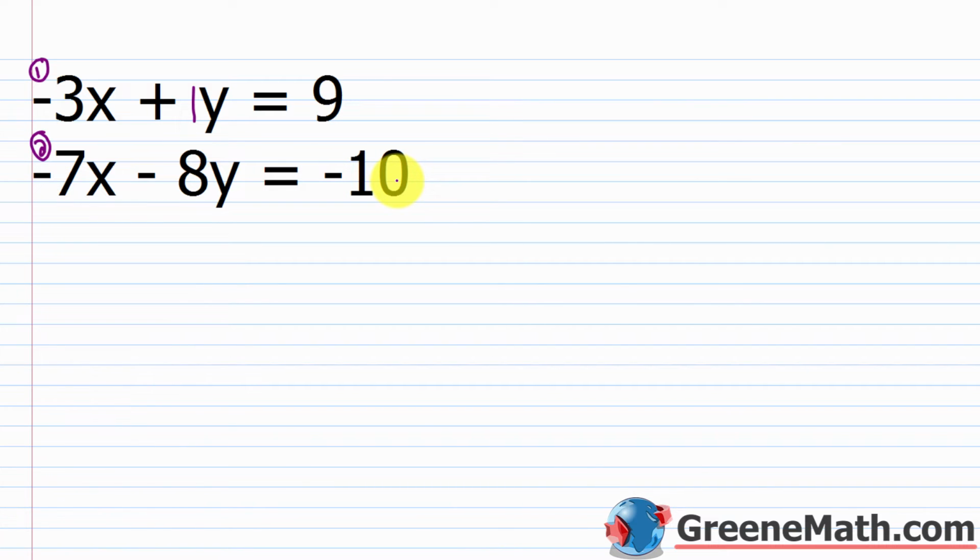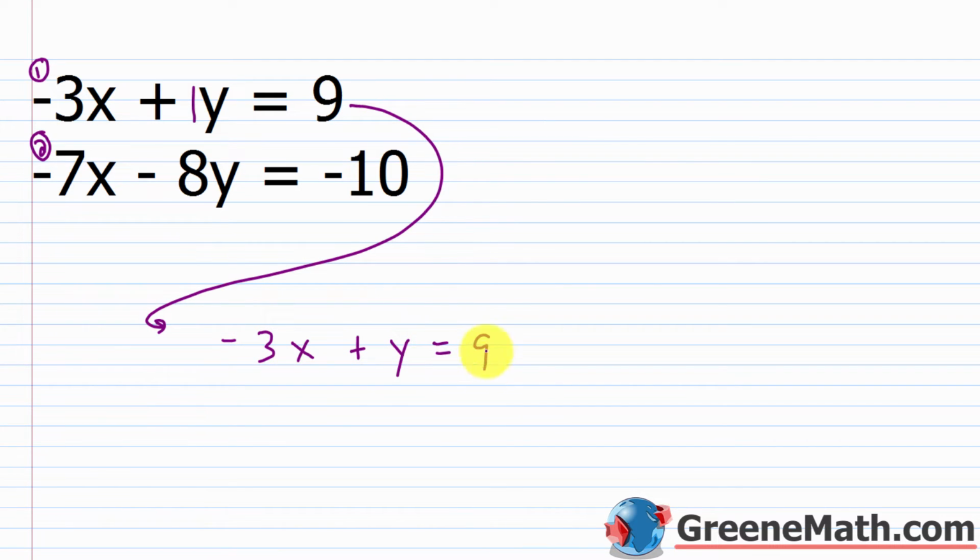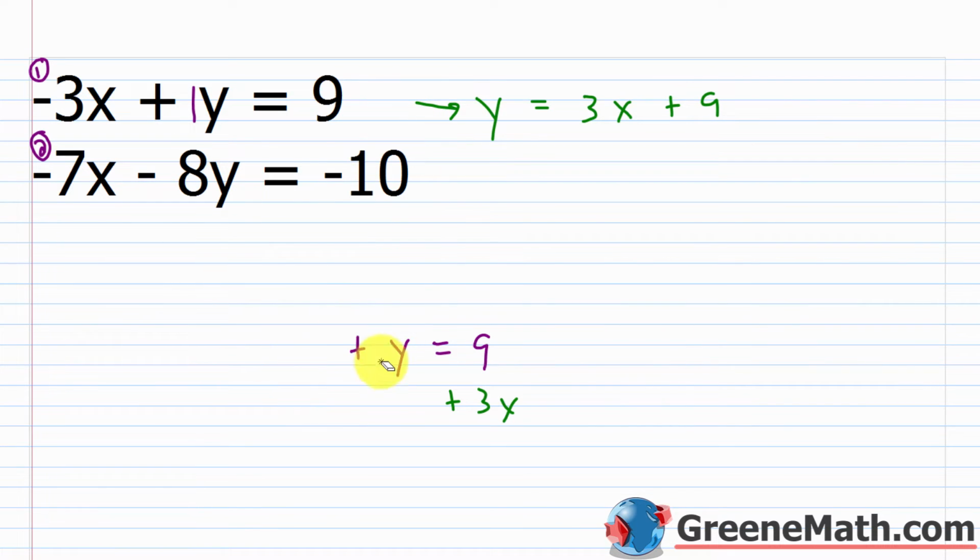So the easiest thing to do here, since I have a coefficient of 1 there, is to solve equation 1 for y. So let's go ahead and do that. Let's say that we have negative 3x plus y equals 9. All I've got to do is add 3x to both sides of the equation, and this will cancel. I'll have y is equal to 3x plus 9. So that's super simple. All right, now that I know what y is equal to, or what y is the same as, I can plug in for y in the other equation.